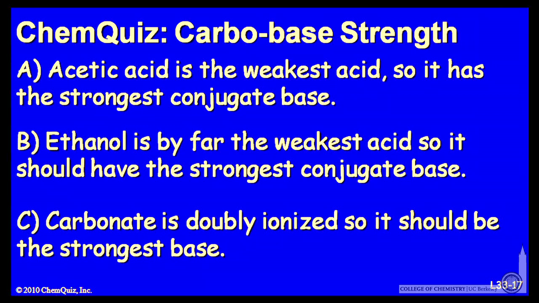Let's look at a possible explanation for each answer. A, acetic acid is the weakest acid, so it has the strongest conjugate base. B, ethanol is by far the weakest acid, so it should have the strongest conjugate base. And C, carbonate is doubly ionized, so it should be the strongest base. Think about those 3 and make a selection.